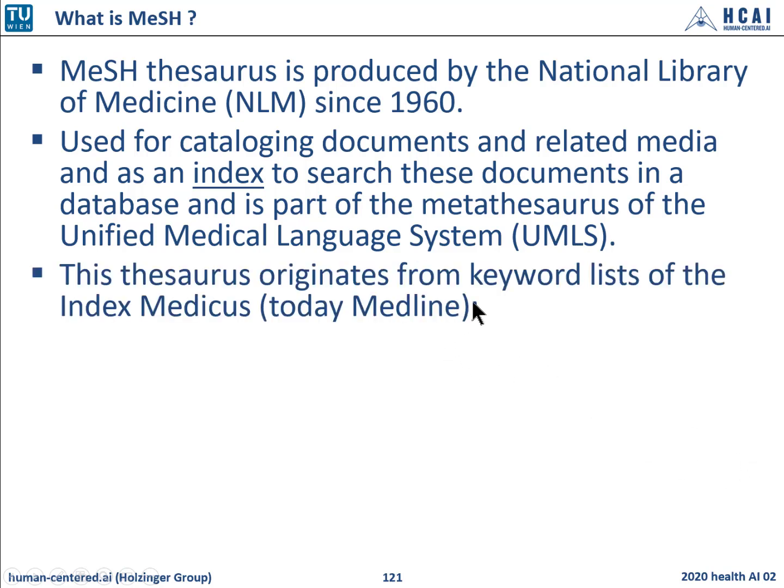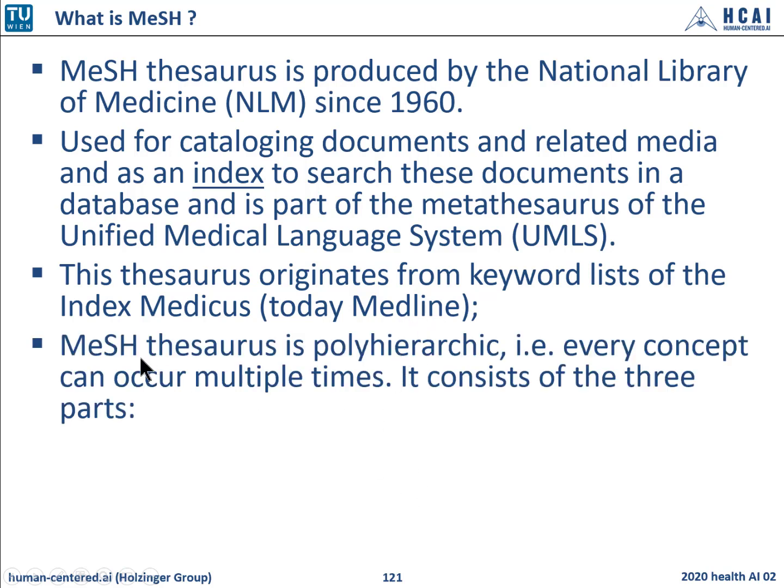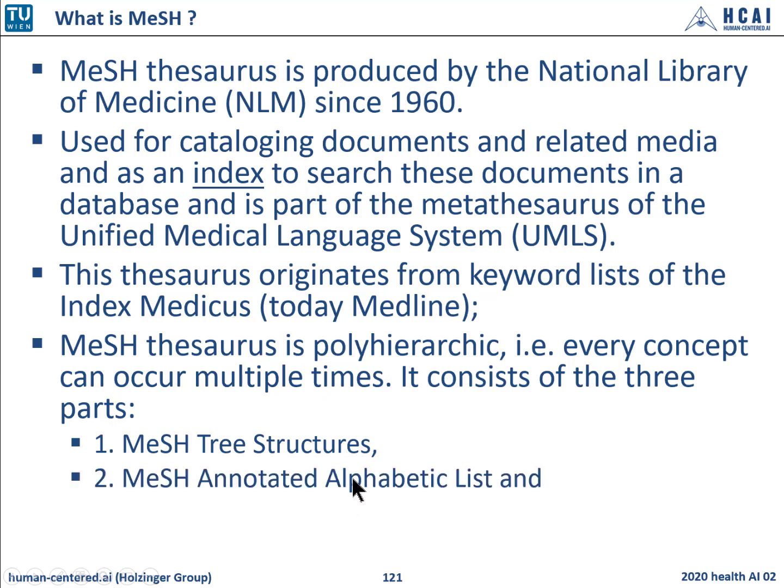So the thesaurus originates from keyword lists of the Index Medicus. This is today Medline. And the MeSH thesaurus is polyhierarchic. That means every concept can occur multiple times. It consists of 3 parts: the MeSH tree structures, the MeSH annotated alphabetic list, and the permuted MeSH.